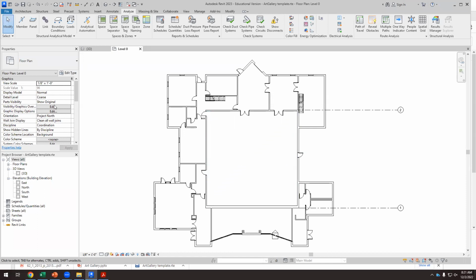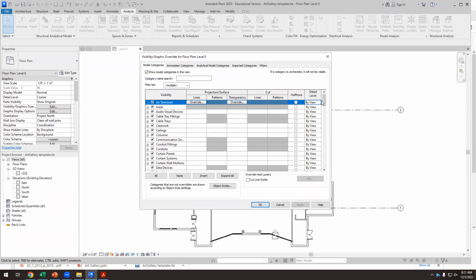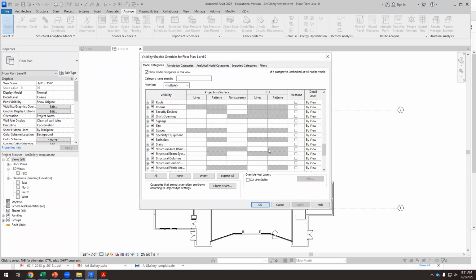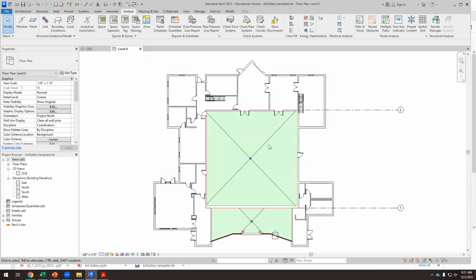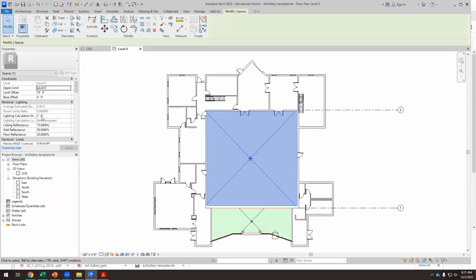If you want to see it, we can go to visibility graphics, and we can go to spaces. And here we have to activate interior and reference. We do this, and now we have the space. So what's the information that we get with the space? First, we have the area. I hope.